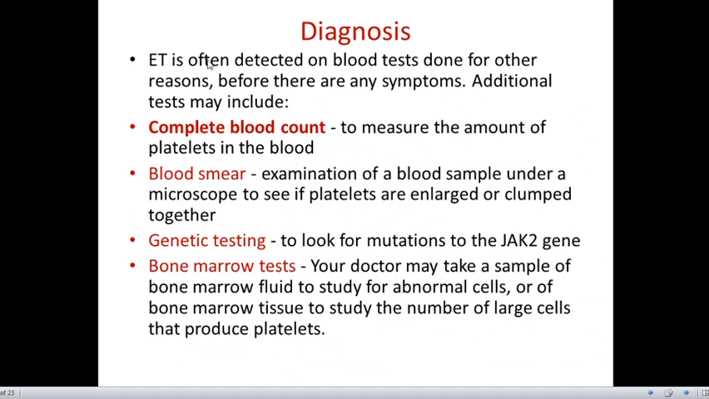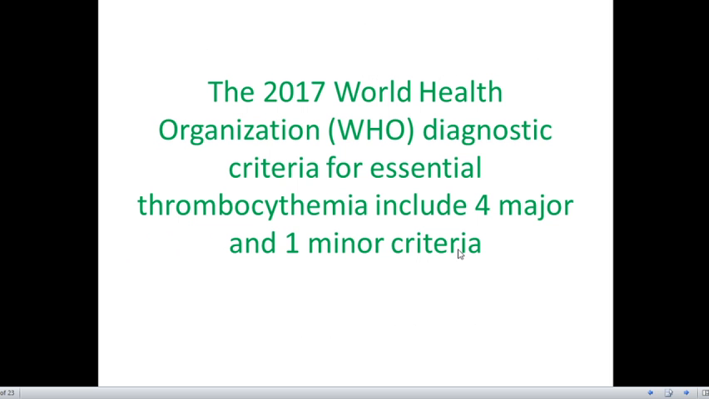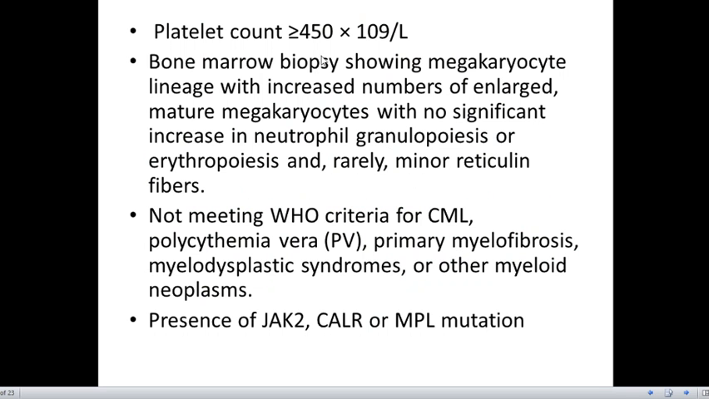And then diagnosis includes complete blood count, blood smear, genetic testing, and then bone marrow tests. So according to the WHO, the criteria for essential thrombocytosis are platelet count greater than 4,50,000, bone marrow biopsy showing megakaryocyte lineage with increased numbers of enlarged mature megakaryocytes with no significant increase in the neutrophil granulopoiesis or erythropoiesis, and rarely minor reticulin fibers. That is very important to keep in mind.